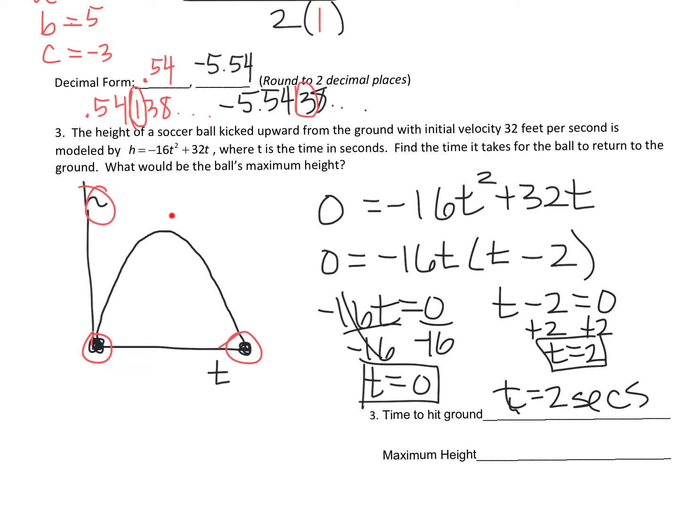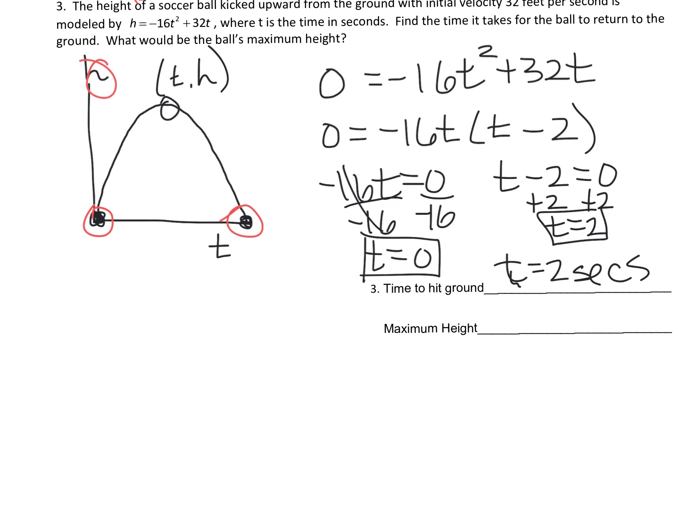And we want to know now the maximum height. So the maximum height is right here. This is at some time, at some height, we have a maximum height. Okay, so we need to find the time first, the time that it's at the maximum height. Well, it does look like it's halfway between these, but that would be an estimate.